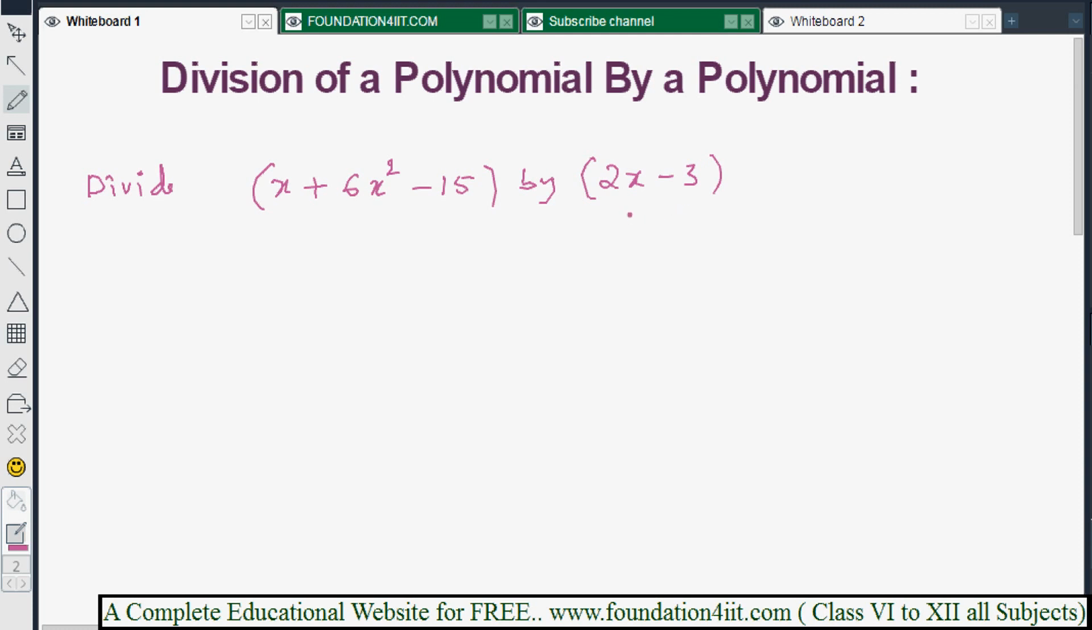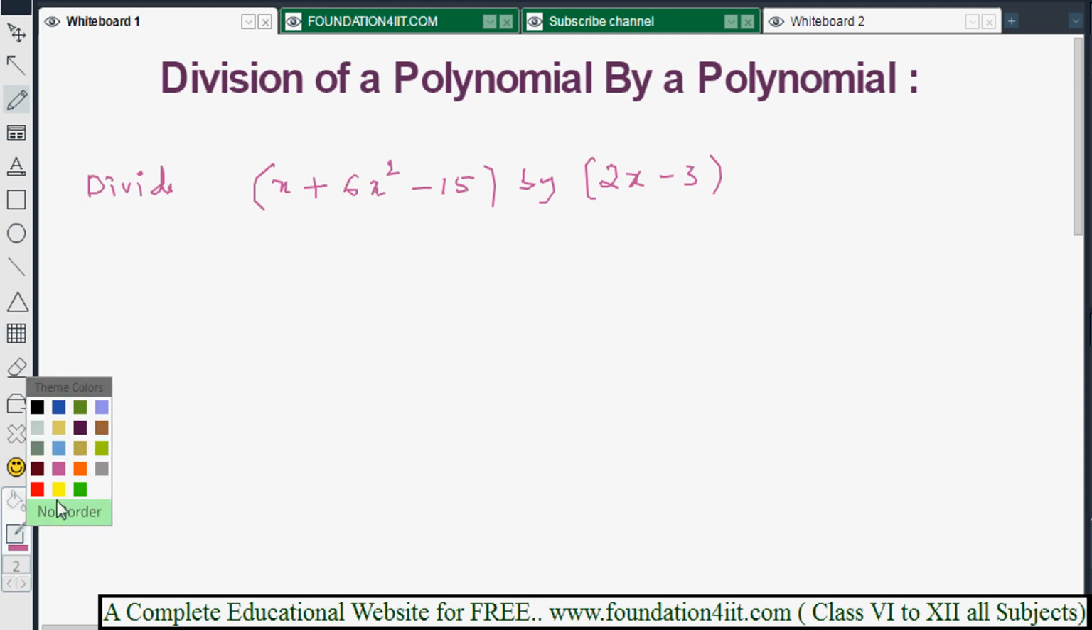Division by a monomial we already explained previously. Now this is a division of a polynomial by another polynomial. Polynomial means the number of terms should be more than 1 and the powers are positive. Now let us solve this. First arrange the terms of the dividend and divisor in descending order of the power of x. Whatever the power, you should write in descending order. Now the divisor and dividend.